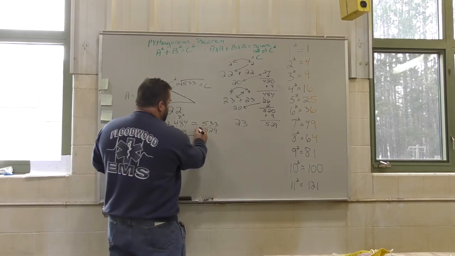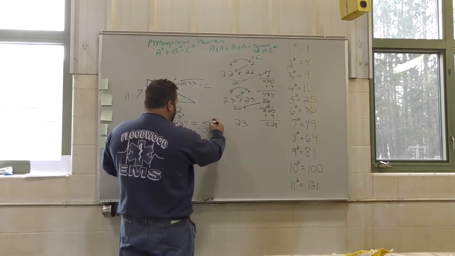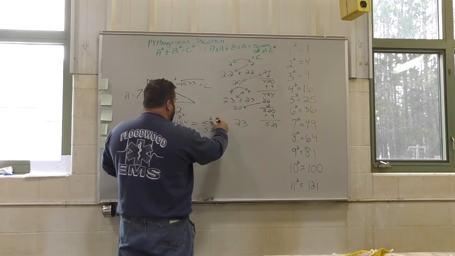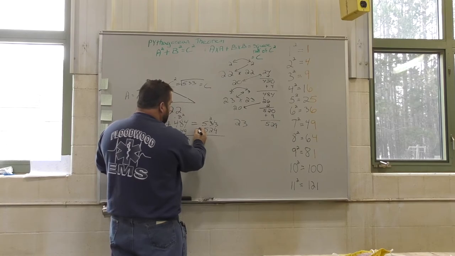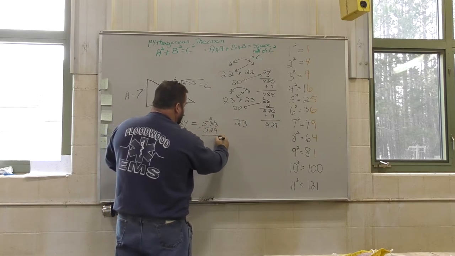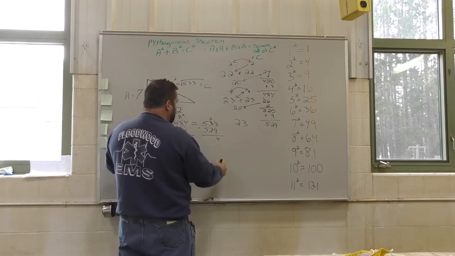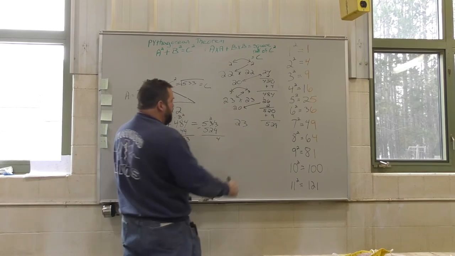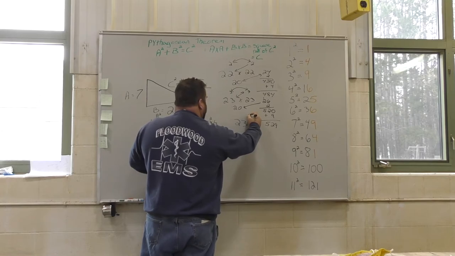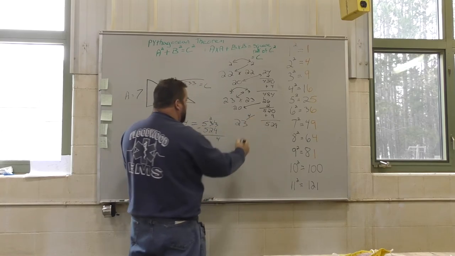Now you take those, subtract the 529 from it, cross out the 3, bring the 1 over, 13 minus 9 is 4, 2 minus 2 is 0, so we end up with 4. This 4 becomes your numerator. We bring the 4 over here next to the 23 for the fraction line.